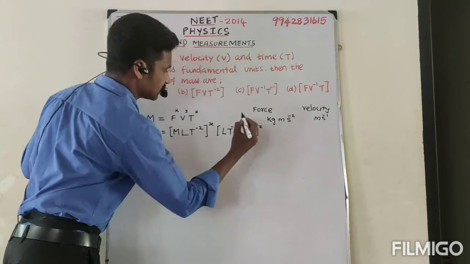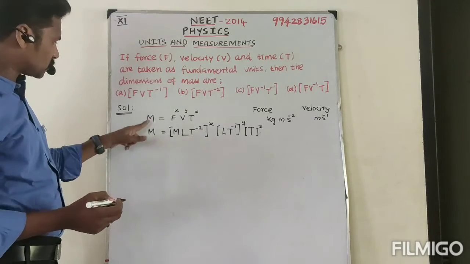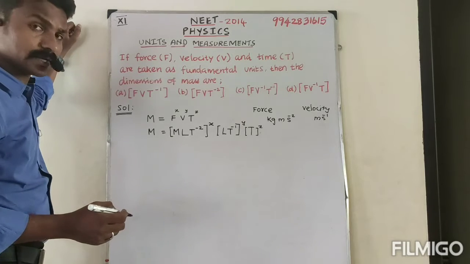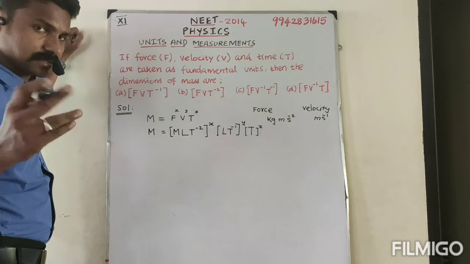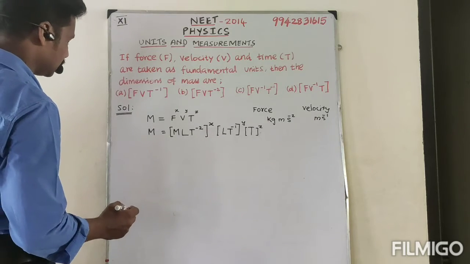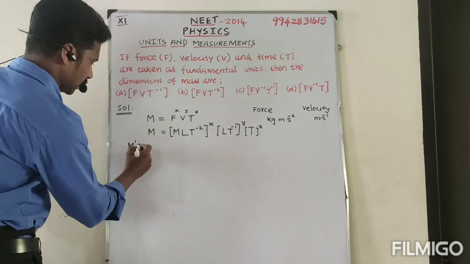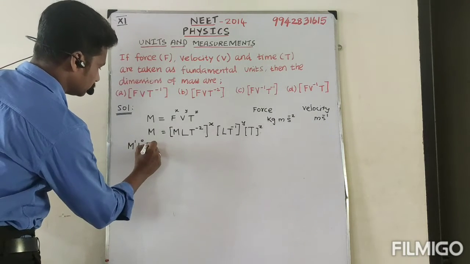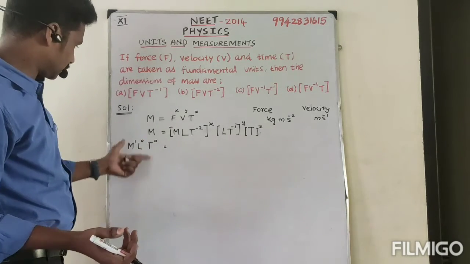Now if you observe the left side, only the mass is there. There is no time and no length. So I can write only M, that is M power 1. There is no length, that is L power 0. There is no time, that is T power 0. Because anything power 0 is 1.